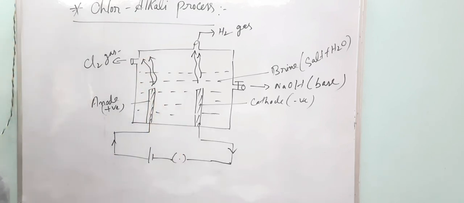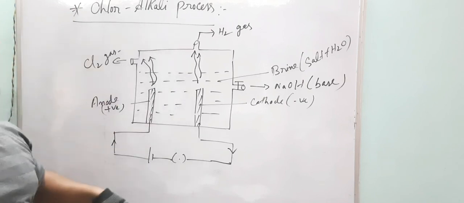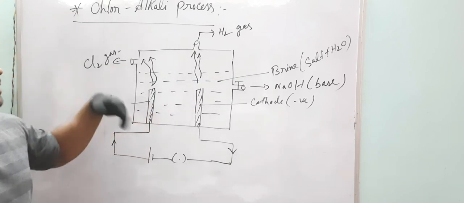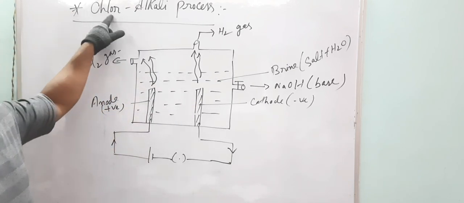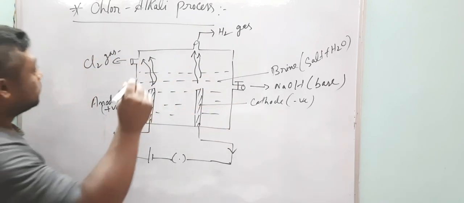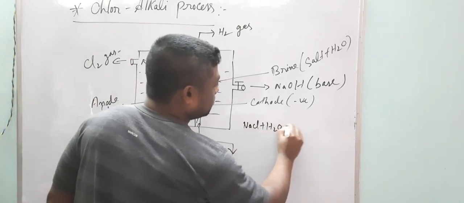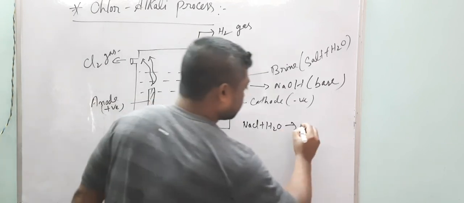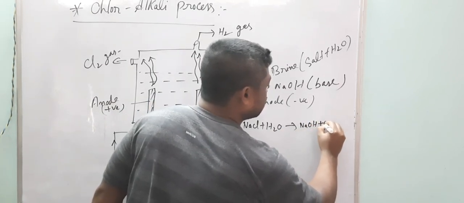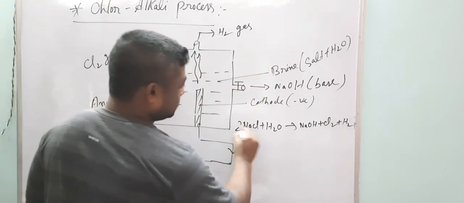So this process is known as the chloralkali process. Now the question is, why is this process known as the chloralkali process? It is because when electricity is passed through the salt solution, that is brine, it decomposes and results in the formation of chlorine and alkali, that is sodium hydroxide. So NaCl plus water decomposes to NaOH sodium hydroxide plus Cl2 chlorine gas plus H2 hydrogen gas. So you balance it.